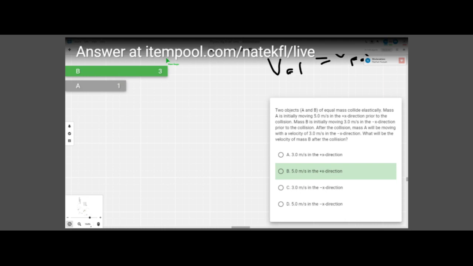If it didn't say that, then you can't do that. You have to solve for the momentum. But let's say you wanted to solve it out for real. So the initial momentum P.